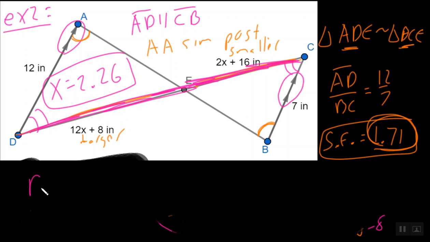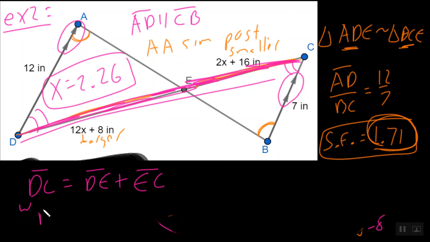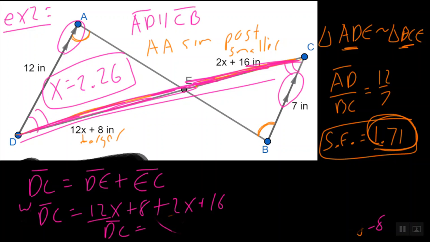Okay, so we said we want to find out what DC is. Well, guys, notice that DC is the whole, and it must be equal to the part, DE, plus the other part, EC. So if I'm trying to find this whole length of DC, what I'm going to do is this. I'll actually take my two expressions, 12x plus 8, plus 2x plus 16, and I'm simply going to combine those together. So I'd say DC must equal 12x plus 2x. 12x plus 2x is 14x, and 8 plus 16 is 24.